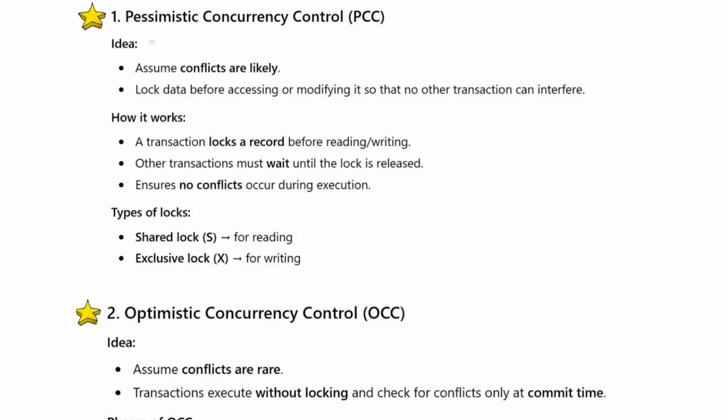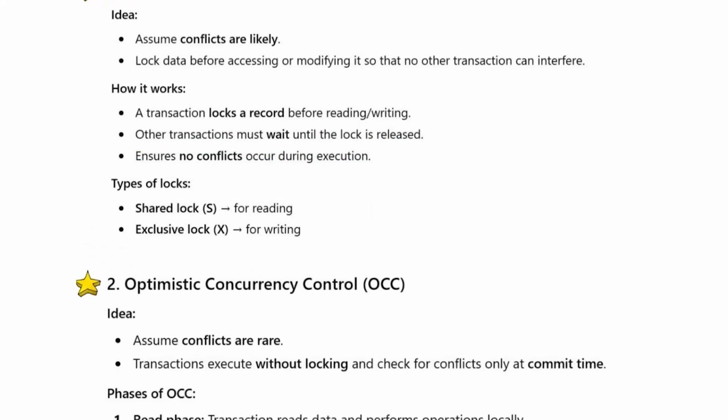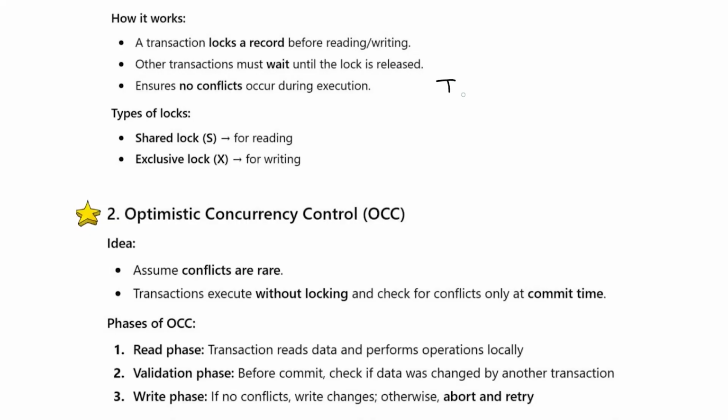What's the solution then? There are two main approaches, pessimistic and optimistic concurrency control. In the pessimistic approach, we assume conflicts are likely, so we lock the data before a transaction starts and don't allow other transactions to interfere until the first one is done. There are two types of locks, a shared lock for reading and an exclusive lock for reading and writing. In optimistic concurrency control, we assume conflicts are rare. Transactions are allowed to run simultaneously without preset locks.